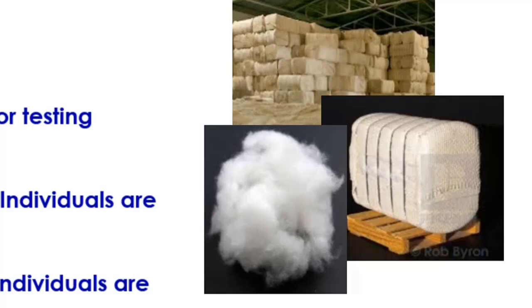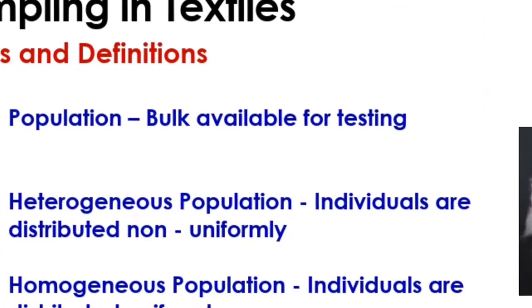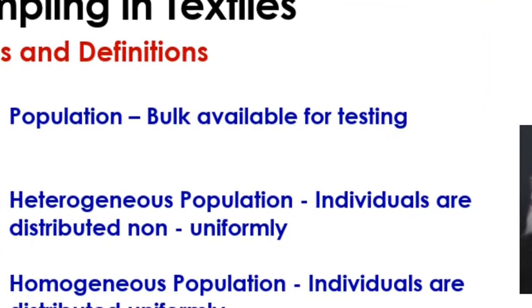So if a godown containing a number of bales is available with you for testing, your population is this number of bales. If only one bale is there with you, the population is a single bale. If only, say, 200 grams of cotton is there with you, the population is 200 grams of cotton. So in general, population is defined as bulk available for testing.